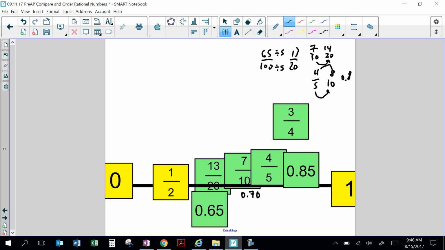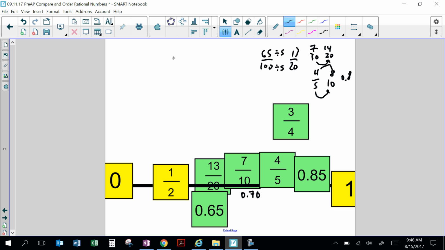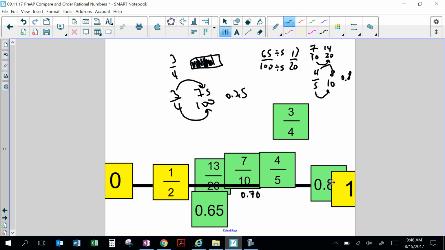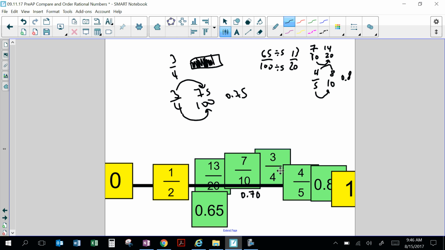And then last but not least, 3/4. So here is our rectangular model. 3/4 looks like this. So I know it's more than 1/2, more than 65/100. I'm going to use place value in order to turn this into a decimal. Times 25, times 25. I get 75 hundredths, which is right here.